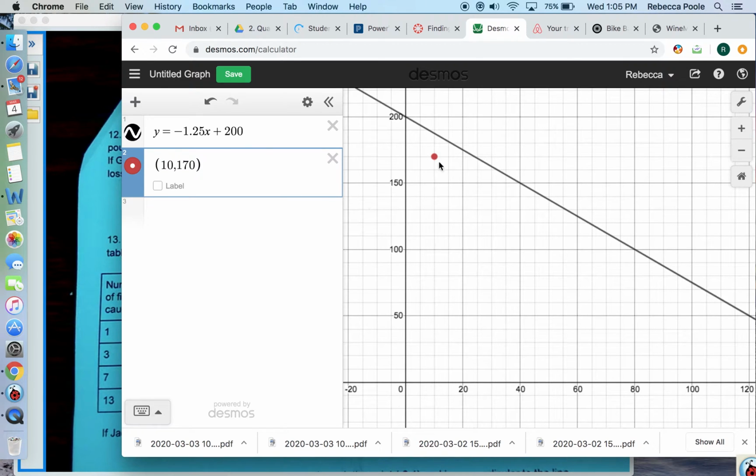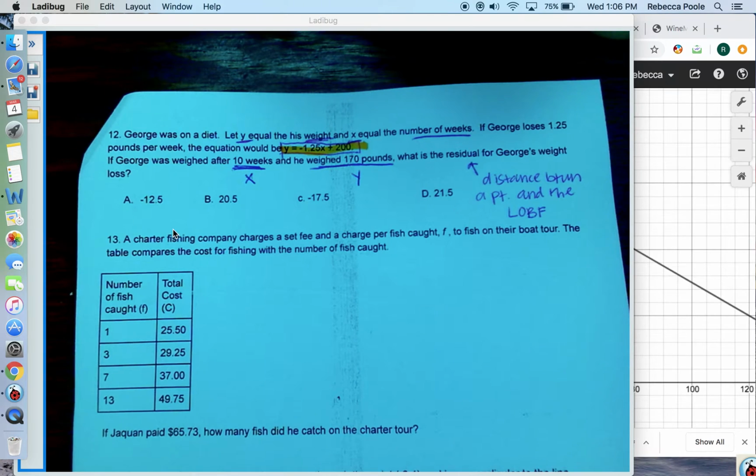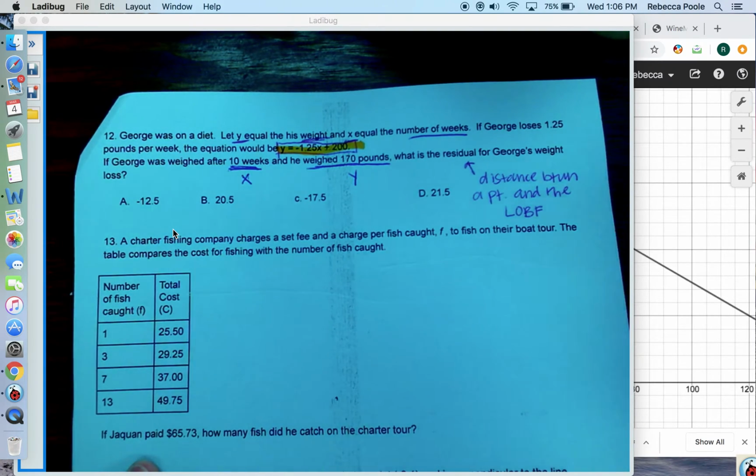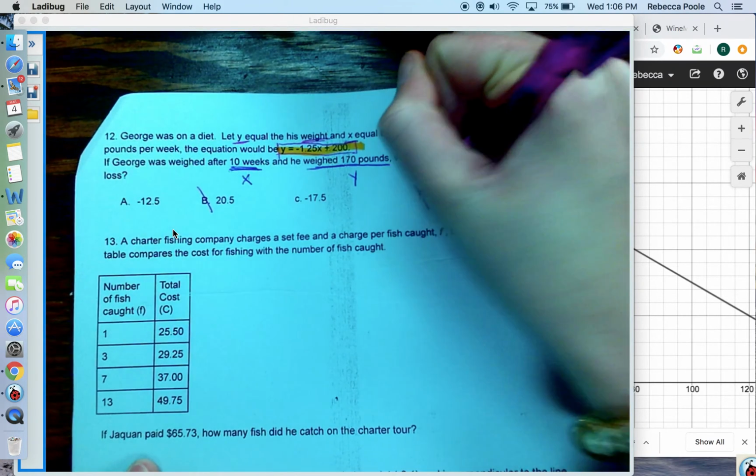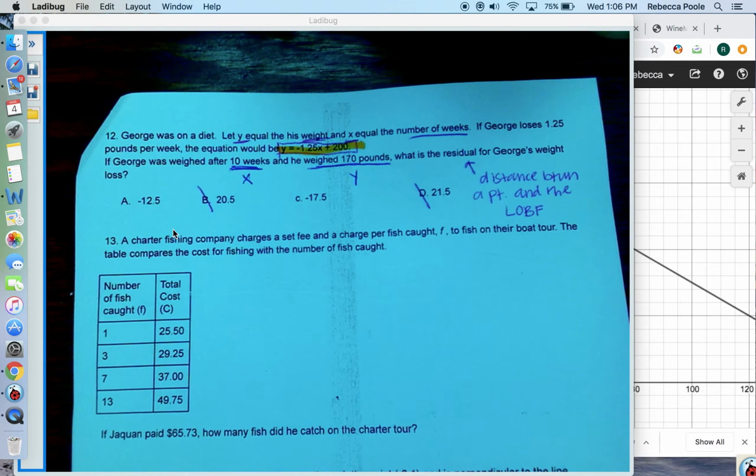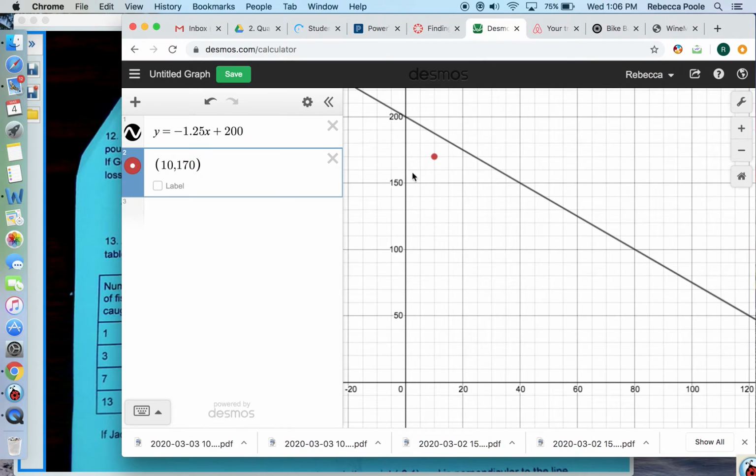So the first thing we should notice about our red point is that it is below the line of best fit. So remember we talked about this. If a point is below the line of best fit, that means the distance is going to be negative because that residual is below. So my answer choices have to be A or D because those are the only two negative options. Okay, so now when I click on this red point, we know that's 10, 170.